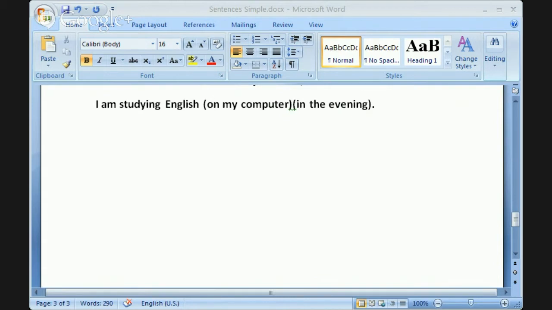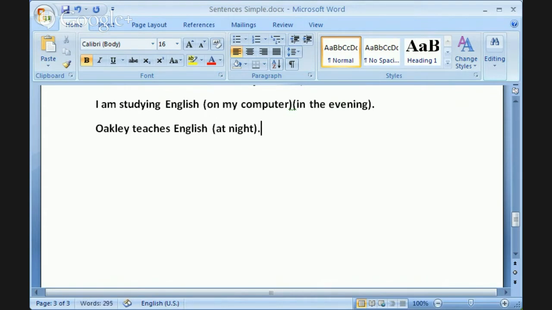Ludi, can you try giving me an example of a subject, verb, object sentence? Okay. Oakley teach English at night. Wait a minute. Oakley teaches. Okay, English. And now, at night, a prepositional phrase. Okay. Oakley teaches English. Subject, verb, object. Very good.